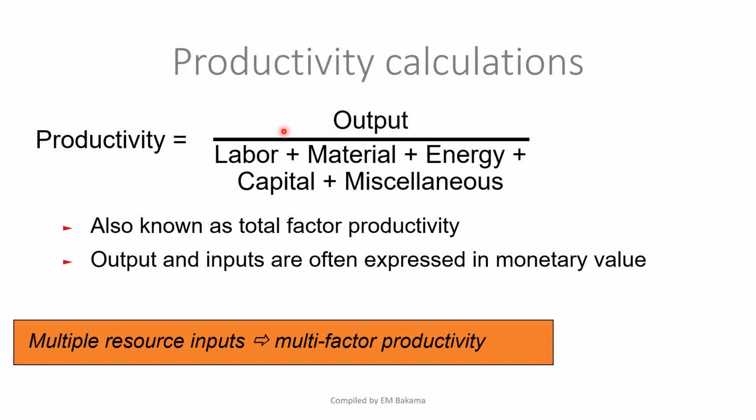Now, the most important thing here is that every input has its own unit. Labor can be in terms of hours, material can be in liters, pounds, or kilograms, and energy can be in kilowatts, and then the capital can be in dollars, rand, or whatever monetary value it can be. So the purpose of this part is that you need to turn everything into one unit, which becomes a monetary value, because everything can be valued in terms of money. Then you will have a common value, so you take the output and divide by everything that you have. That's why they say that outputs and inputs are often expressed in monetary value.